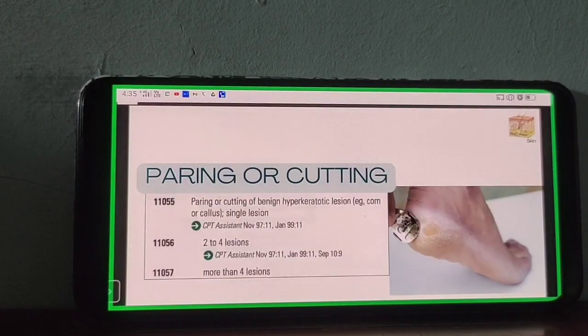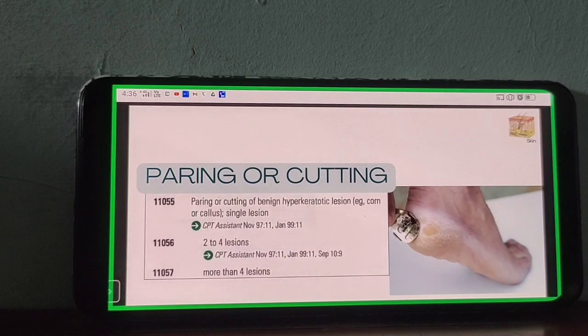Paring or cutting of hyperkeratotic lesion. Examples of hyperkeratotic lesion are corn or callus. For a single lesion, 11055. For 2 to 4 lesions, 11056. More than 4 lesions, 11057. So the procedure is paring or cutting of hyperkeratotic lesion.